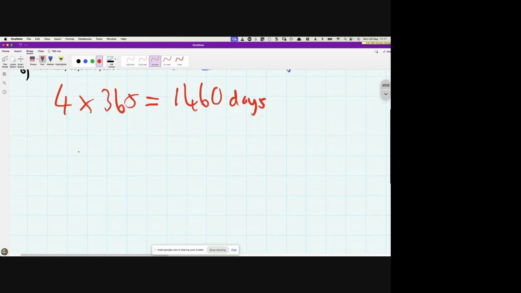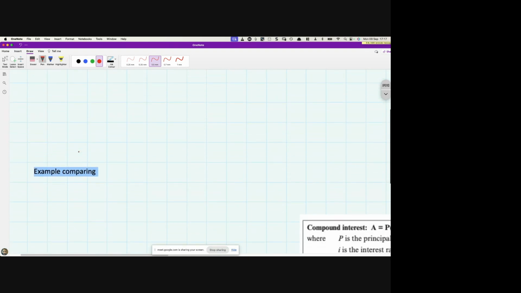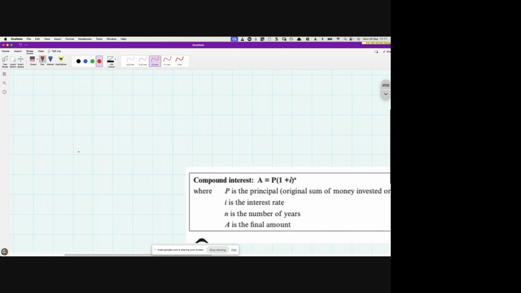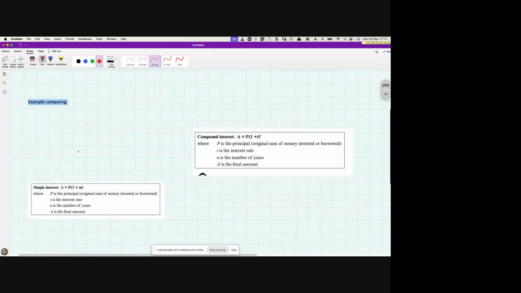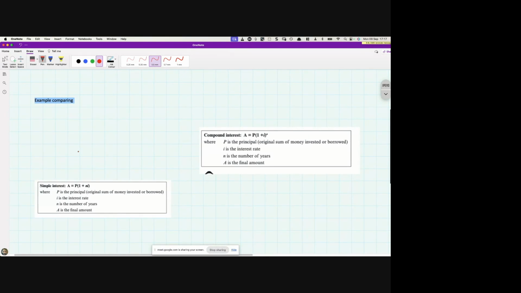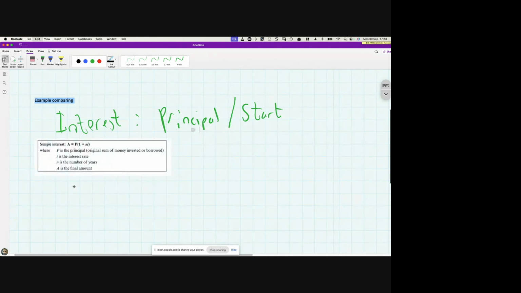So how do we bring these together? All right, in the world of financial maths, there's a very important idea called interest. And interest is how a principal amount, the amount you start with, how does it grow over time?